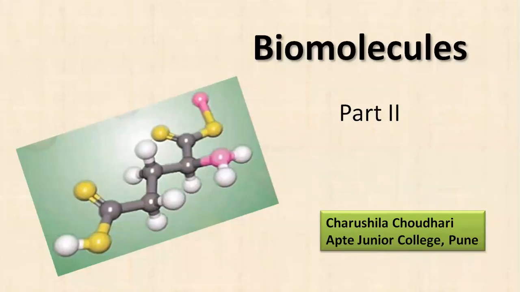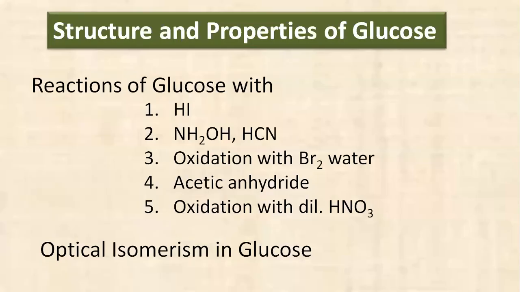Hello students. In this video lecture, we will see about biomolecules part 2 and we are going to discuss the structure and properties of glucose. We will study the structure of glucose by using the reactions of glucose with hydrogen iodide, with hydroxylamine and hydrogen cyanide, oxidation of glucose with Br2 water and with dilute nitric acid, and the reaction of glucose with acetic anhydride. And also we will study the optical isomerism in glucose.